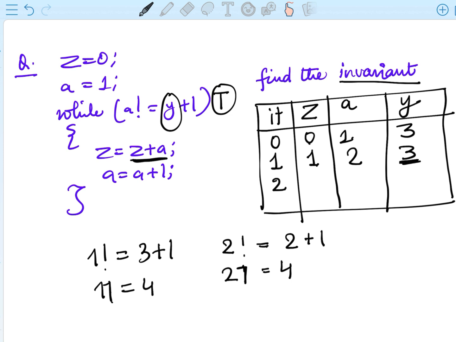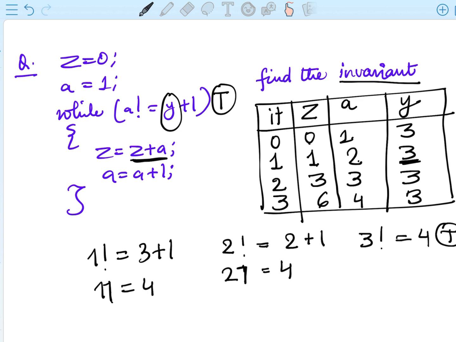Okay. Now you go inside and you say z plus a. What is z plus a? 3. And a equals a plus 1, this is 3 again. And y is 3. Now the third time, 3 is not equal to 4, and this is also true. So this loop will also go on. Here z equals z plus a, 6. And a equals a plus 1, 4. And here y is 3.